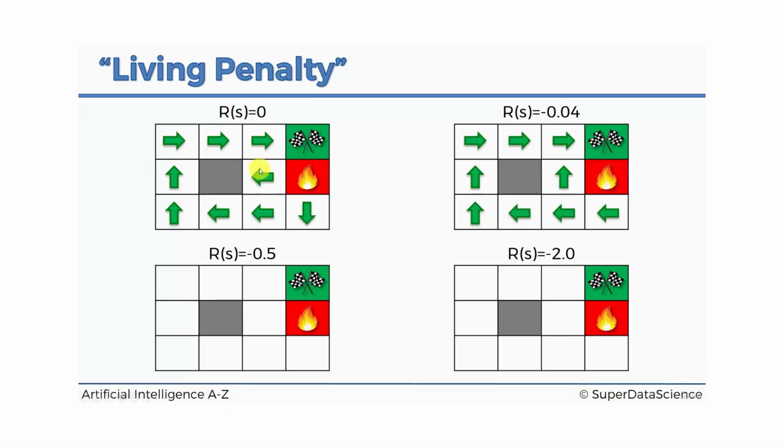So he changes his decisions in these 2 blocks to instead move forward, and here move to the left, even though there's a risk of jumping in the fire pit, simply because now the longer he's alive, the longer he will accumulate this living penalty.